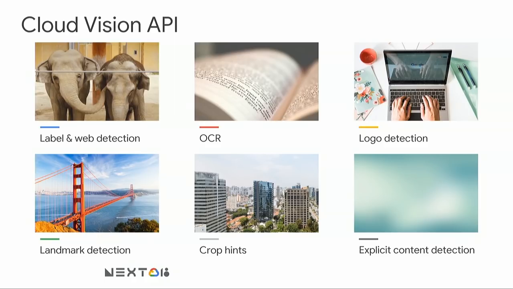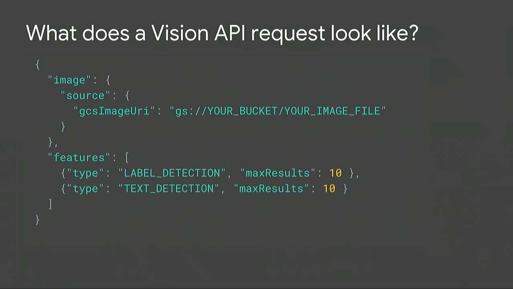So this is what a Vision API request looks like. You'll notice here we're passing in the URL of an image in Google Cloud Storage. You can also pass in your base64 encoded image directly in your API request. And then in the features block, we just tell the API what types of detection we want to run.